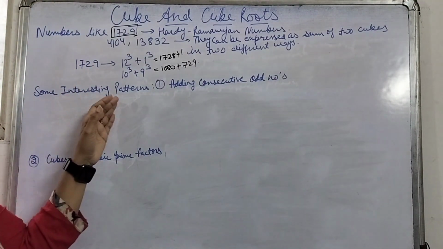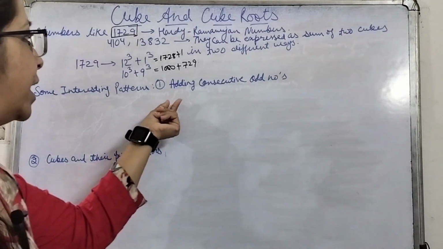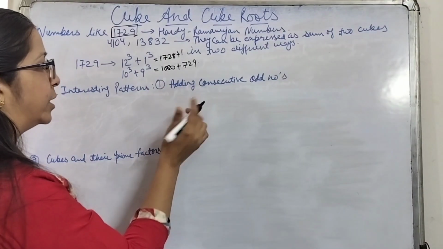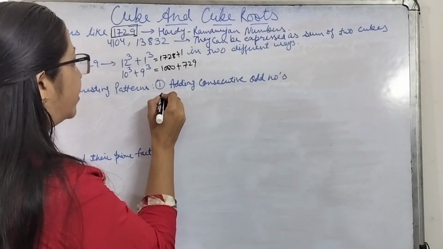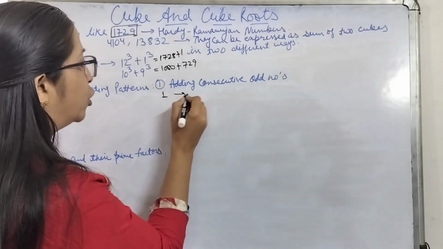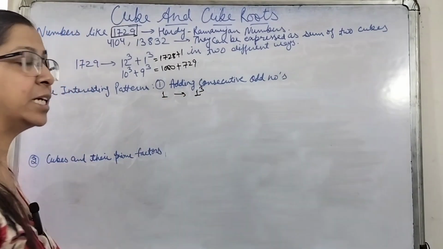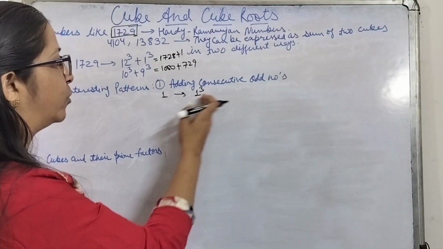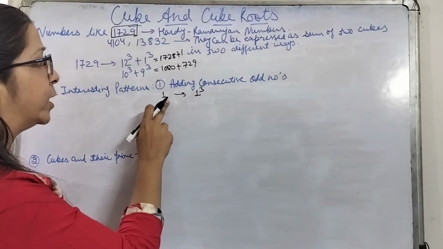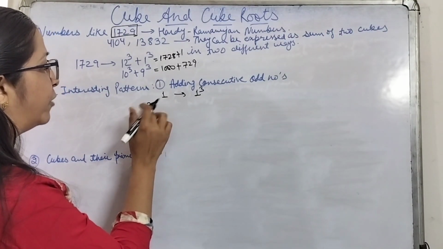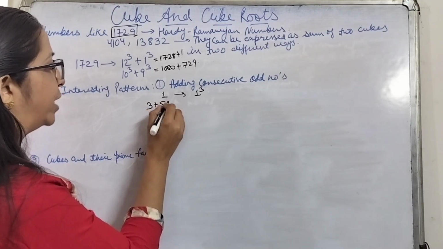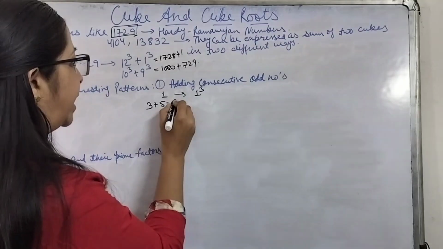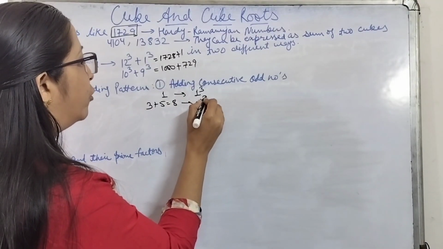Now let's see some interesting patterns related to cubes. Adding consecutive odd numbers. Say we take the odd numbers starting from 1 only. So 1 is the cube of 1 also. 1 could be written as cube of 1 because cube of 1 means 1 multiplied by 1 multiplied by 1, that is 1. The next odd number is 3 and after 3 the next odd number is 5. So if we add 3 and 5, we will get 8, and 8 is the cube of 3.